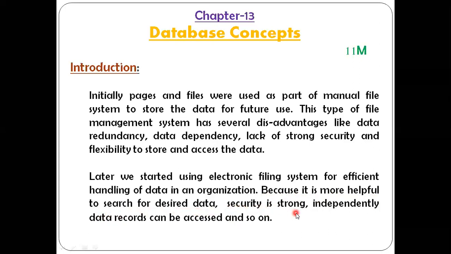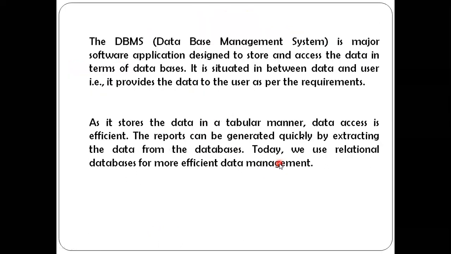And security is strong. With the help of an electronic filing system, the security is greater compared to manual processing. In manual processing, the security is very low. But in an electronic system, the security is very strong. Data records can be accessed independently and so on. This is about the electronic filing system, and the first paragraph was about the manual processing system. Okay, we'll move on to the next slide.